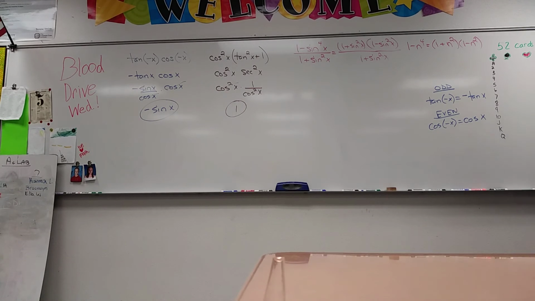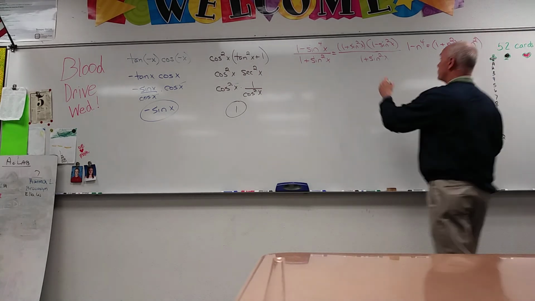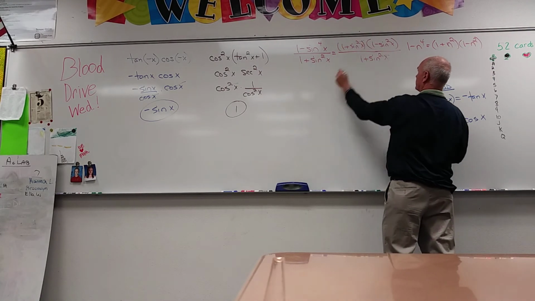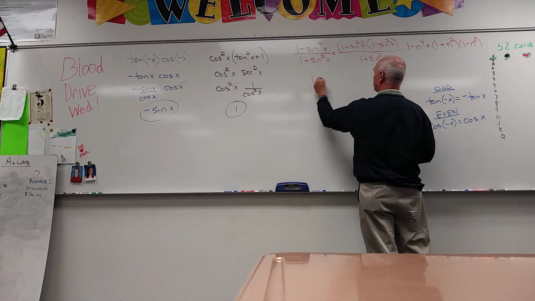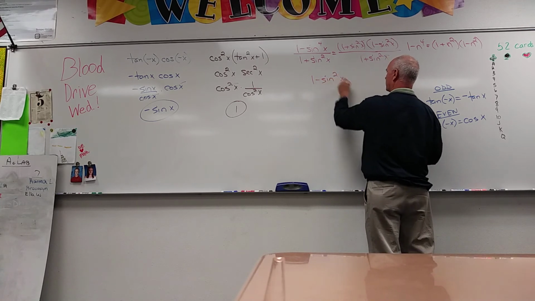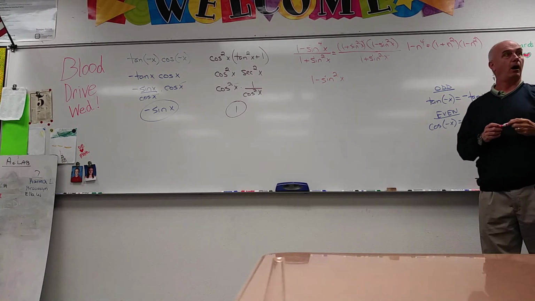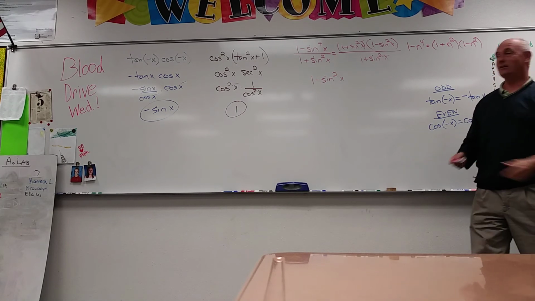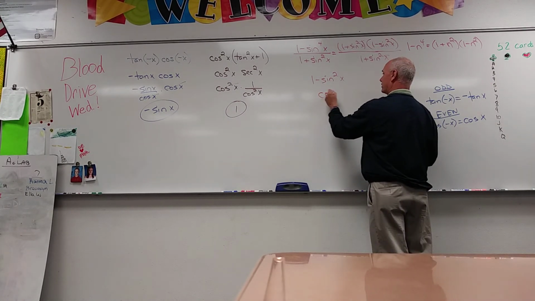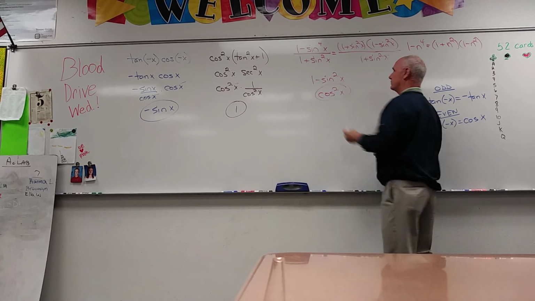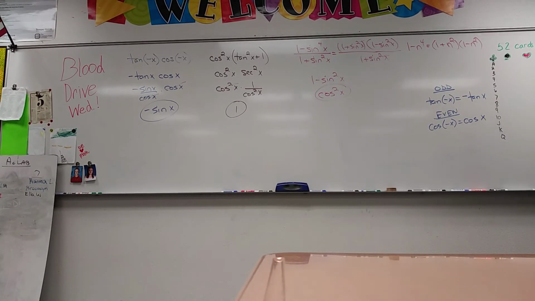Is there any good news? They cancel, and that changes to cosine squared x. Yeah, absolutely, because now we're not canceling parts of things that are being added and subtracted, we're canceling the entire thing, and that's fine. So 1 plus sine squared of x and 1 plus sine squared of x can get canceled, which leaves us with 1 minus sine squared of x, which happens to be cosine squared of x, and we're done. And that's kind of cool.